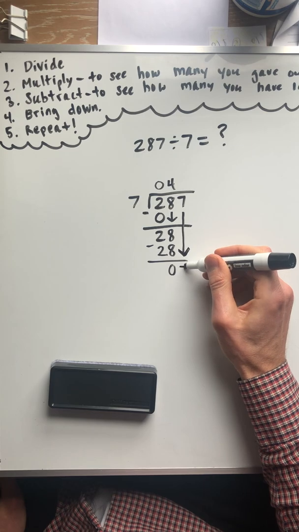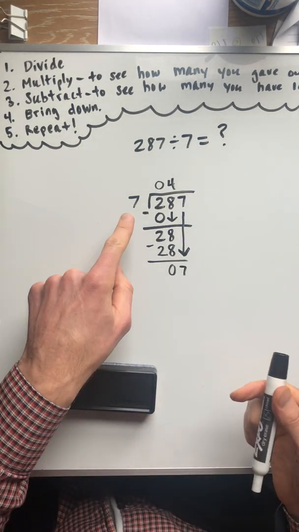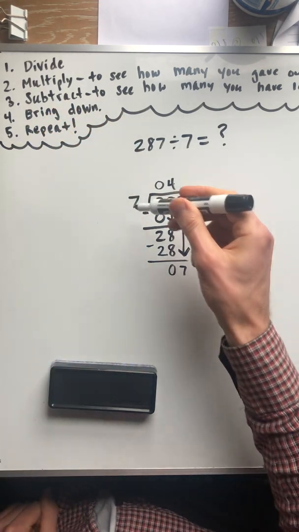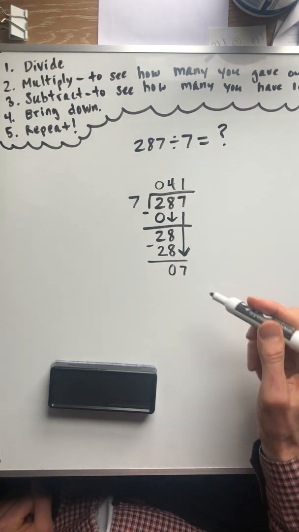Bring down the 7. Now we've got 7. What's that spot? Oh, it's the 1 spot. I've got 7 ones. Each person still wants some more money. And I've got 7 ones. So 7 times what equals 7? 7 times 1, of course.